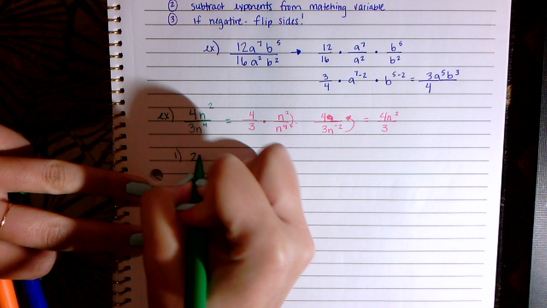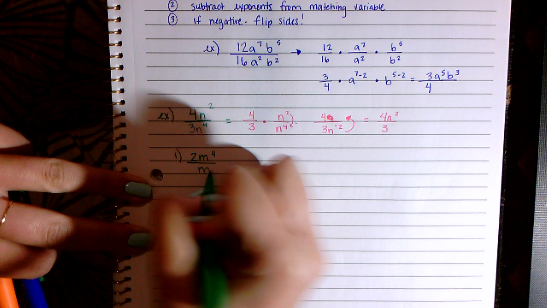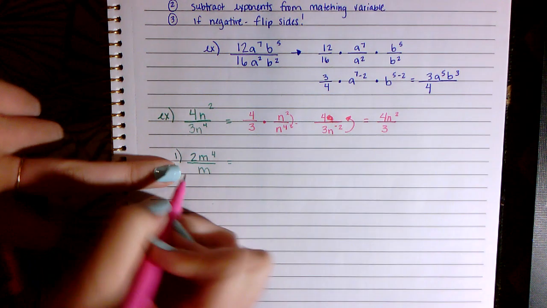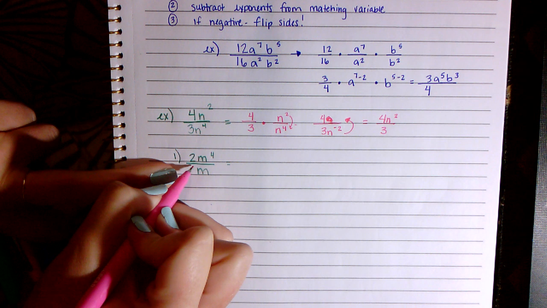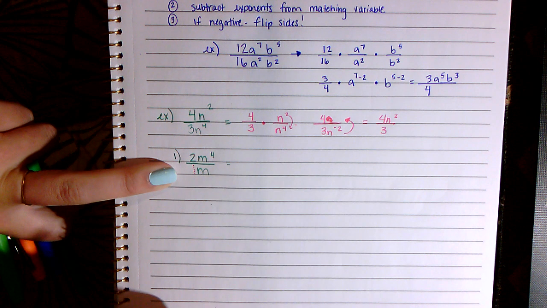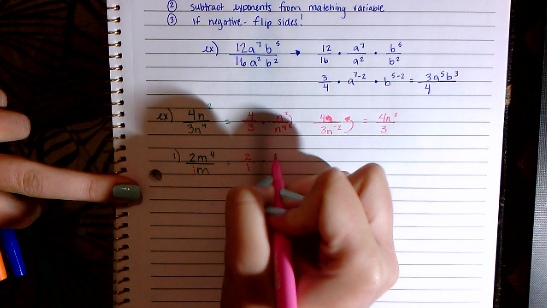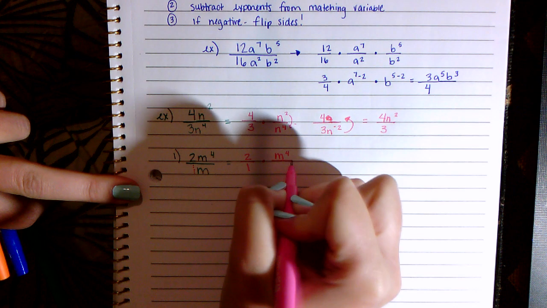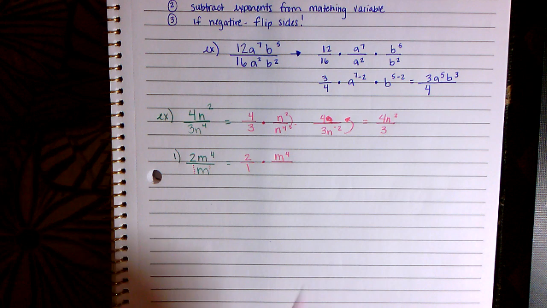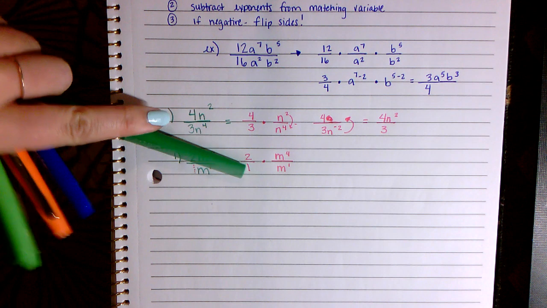Mm-hmm. 2m to the 4th divided by m. Okay, so if we split this and we look at just our numbers, what's the imaginary number in front of this m that we don't need to write, but we know it's there? A 1, right? So we have 2 divided by 1 multiplied by m to the 4th over m to the, again, there's an imaginary exponent of 1 right there. And we know 2 divided by 1 is just 2.